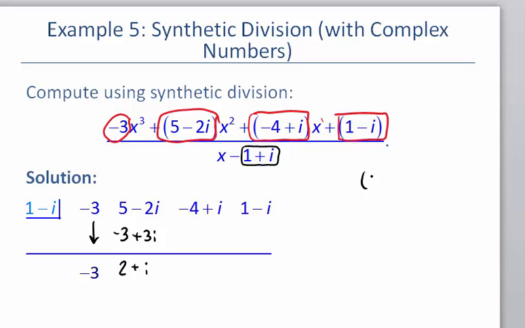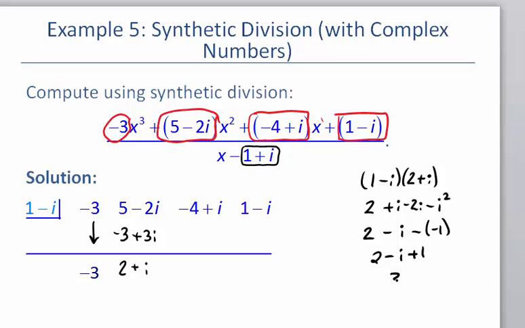And this I'm going to come off to the side somewhere and actually do. So we are going to FOIL it out. 1 times 2 is 2. Outside will be positive i. Inside will be negative 2i. Last will be negative i squared. So I have 2 minus i. And then this i squared, remember, is a negative 1. So I have 2 minus i plus 1. So I have 3 minus i.